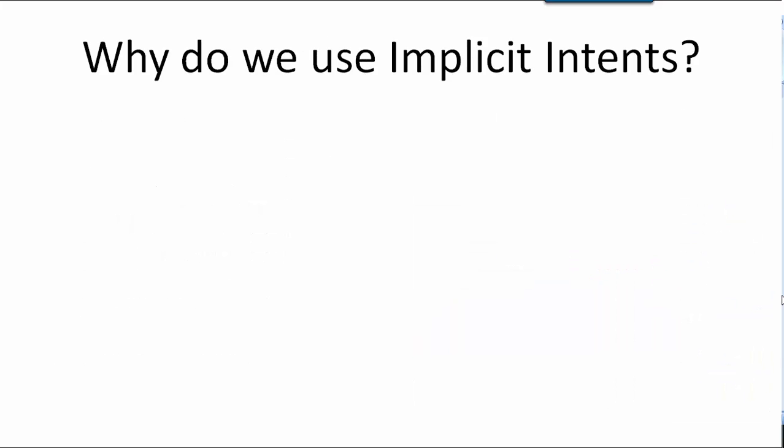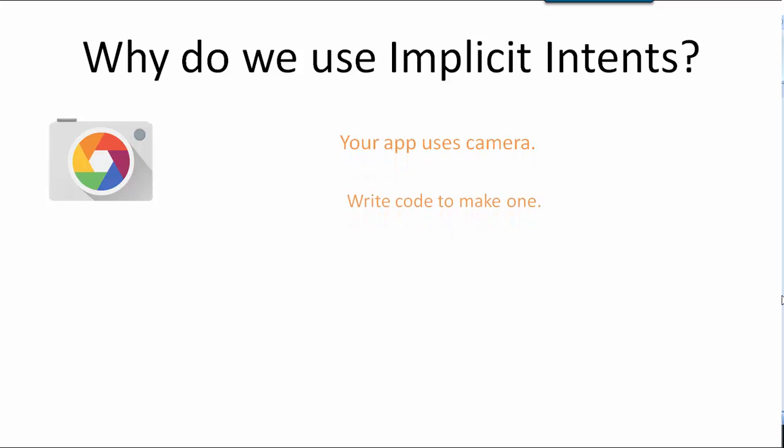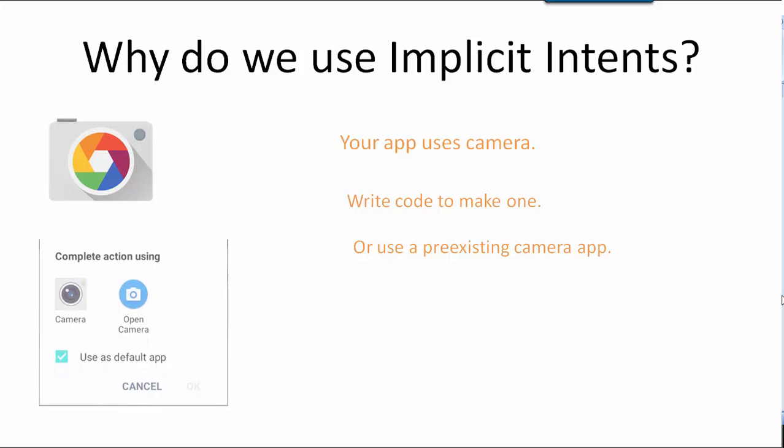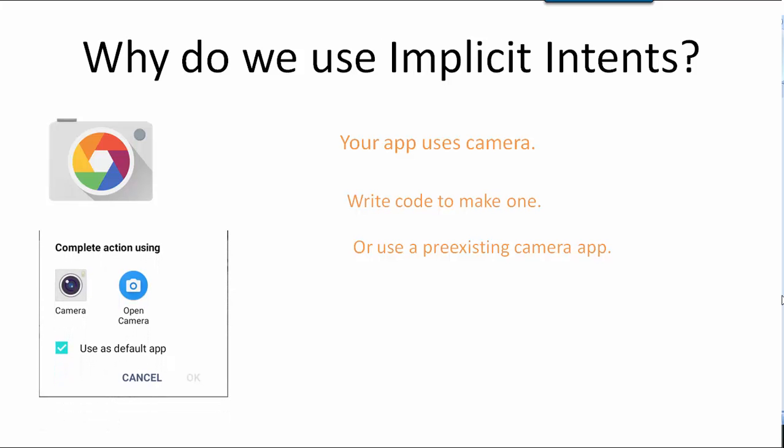So why do we use implicit intents? Let's look at a scenario. So let's say that you're building an app that needs to be able to take photos. You can either write code to access phone's camera and take a picture, wasting time essentially, or the user can use a pre-existing app. This way you can use the features of other apps without ever having to implement those features in your app.